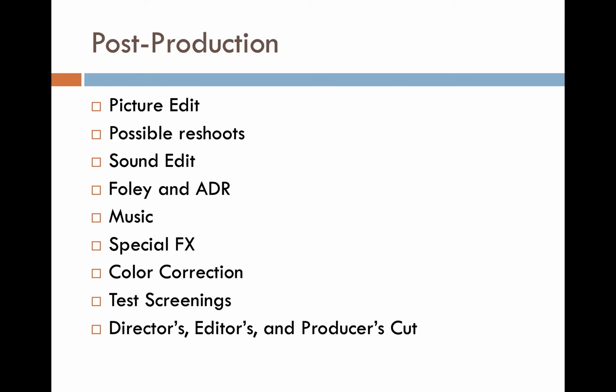So we did our development, we did our pre-production, we've done our production, and now we enter into post-production. And that is when we're going to edit the picture, we're going to do any possible reshoots we may need, we're going to do sound editing, we're going to do Foley or ADR, we'll select our music, we'll select special effects, we'll do any color correction, we'll also do test screenings, and then we'll do different types of cuts. We'll have the director's, editor's, and producer's cuts. Another way that we do cuts is we do a rough cut, we do a fine edit, and then we do our final cut.